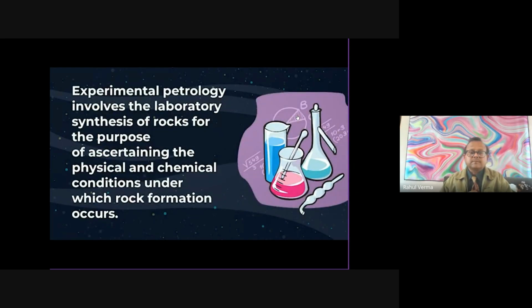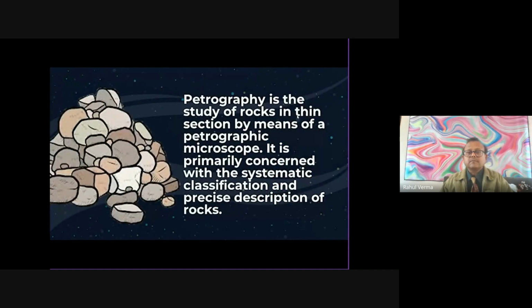Experimental petrology involves the laboratory synthesis of rocks for the purpose of ascertaining the physical and chemical conditions under which rock formation occurs. Petrography is the study of rocks in thin sections by means of a petrographic microscope. It is primarily concerned with the systematic classification and precise description of rocks.